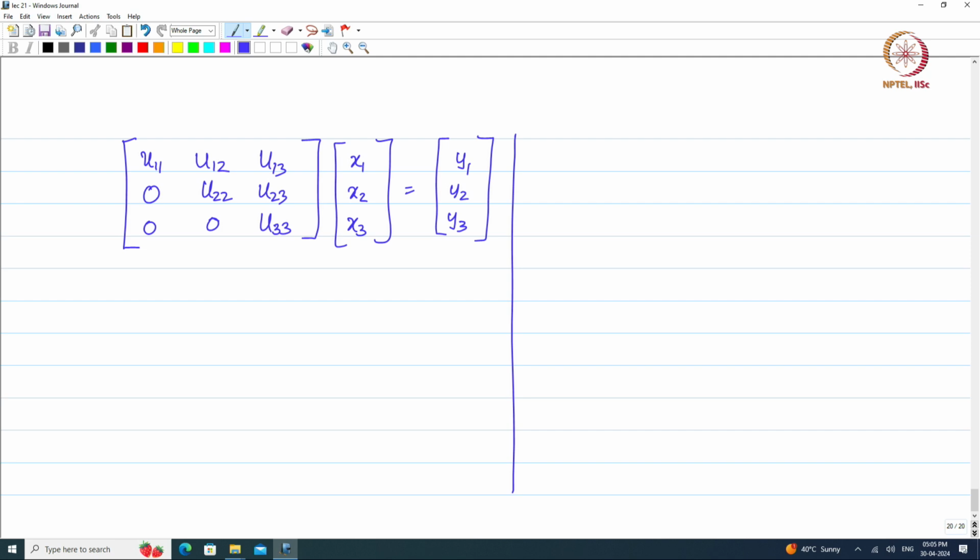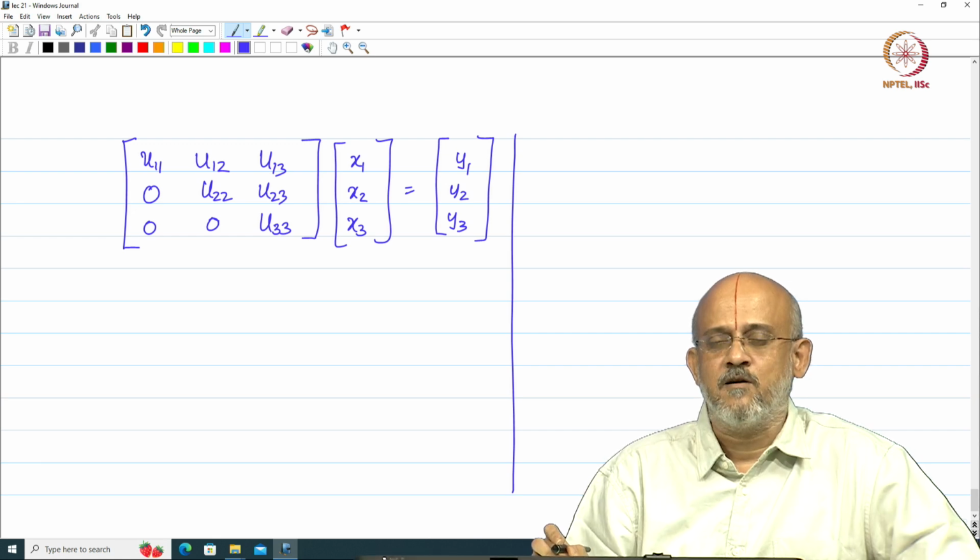So, ultimately what we see is we are trying to apply all these kinds of linear transformations on the vectors, column vectors, and then to basically get the scalars x1, x2, x3. That is precisely the idea of your Gauss elimination also.